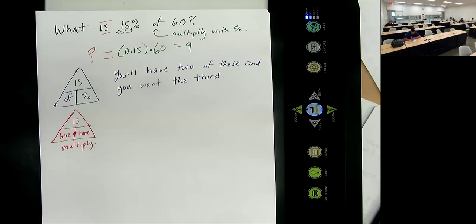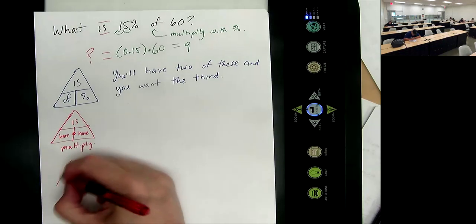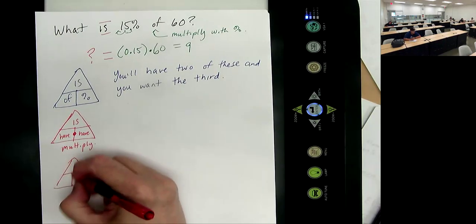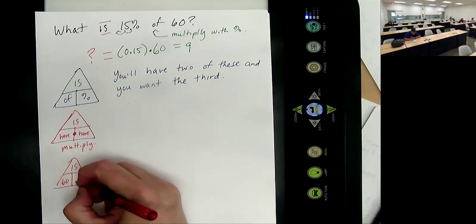Without putting numbers there. In this last example, that triangle would have been the is, 0.15.